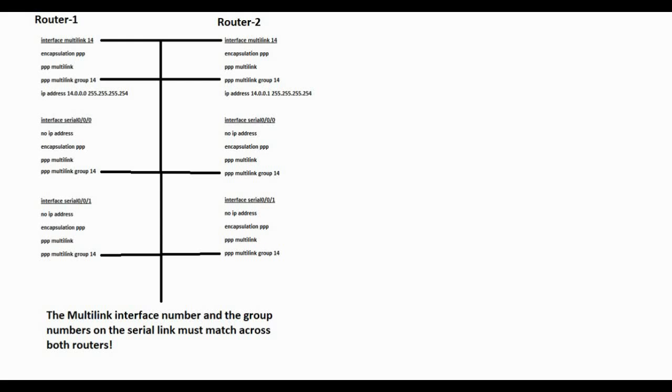One thing to keep in mind while we do this configuration is that the interface multilink on both router 1 and router 2 has to be the same, as well as the group number on all our interfaces, both serial and logical.